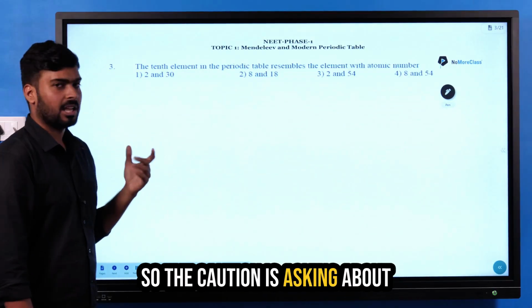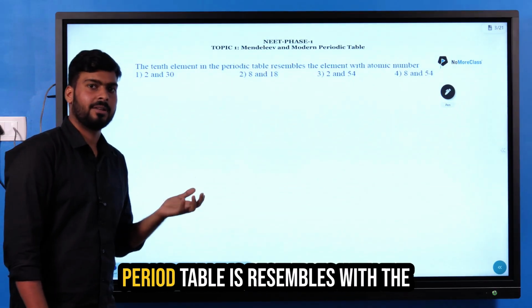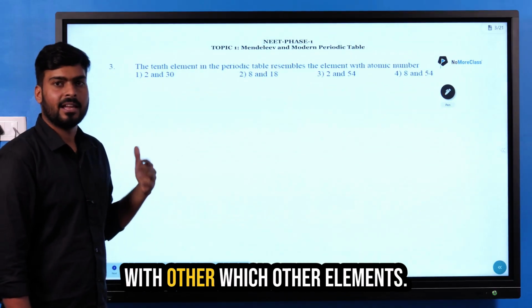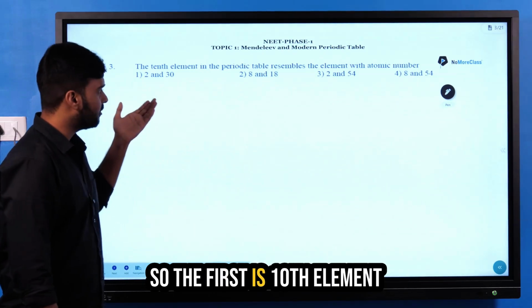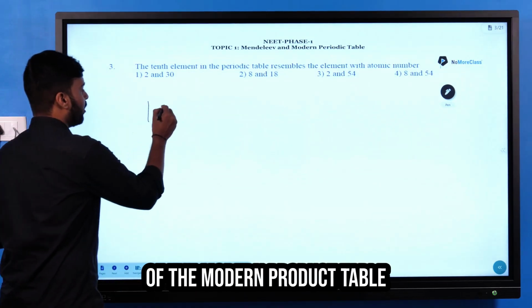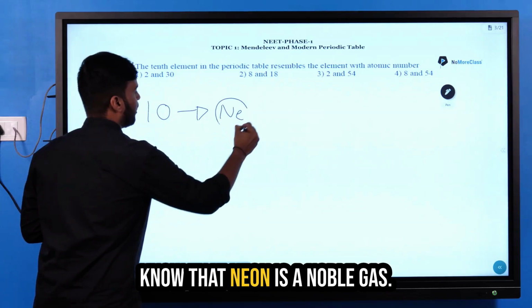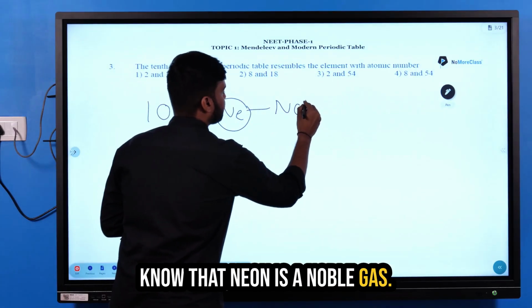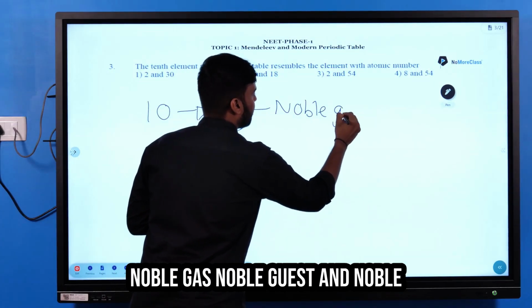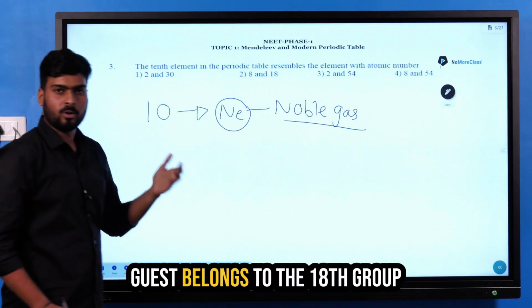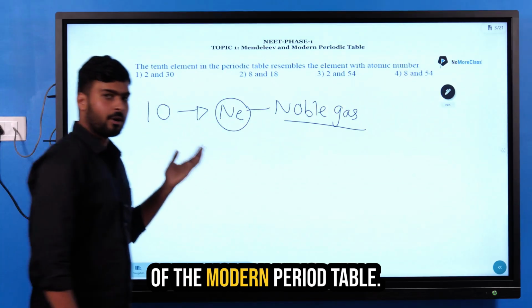So the question is asking which other elements the 10th element of the modern periodic table resembles. First, the 10th element of the modern periodic table is neon. As we know, neon is a noble gas, and the noble gases belong to the 18th group of the modern periodic table.